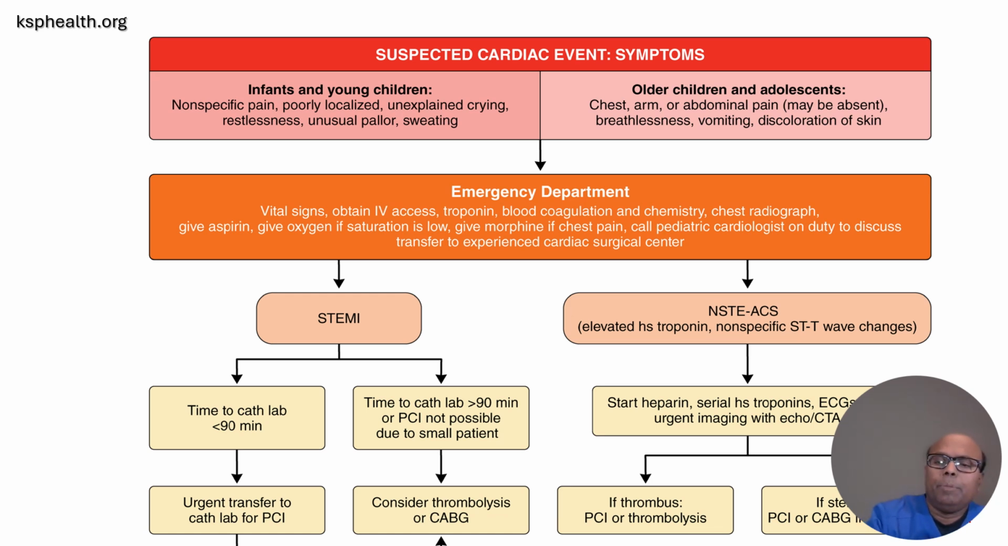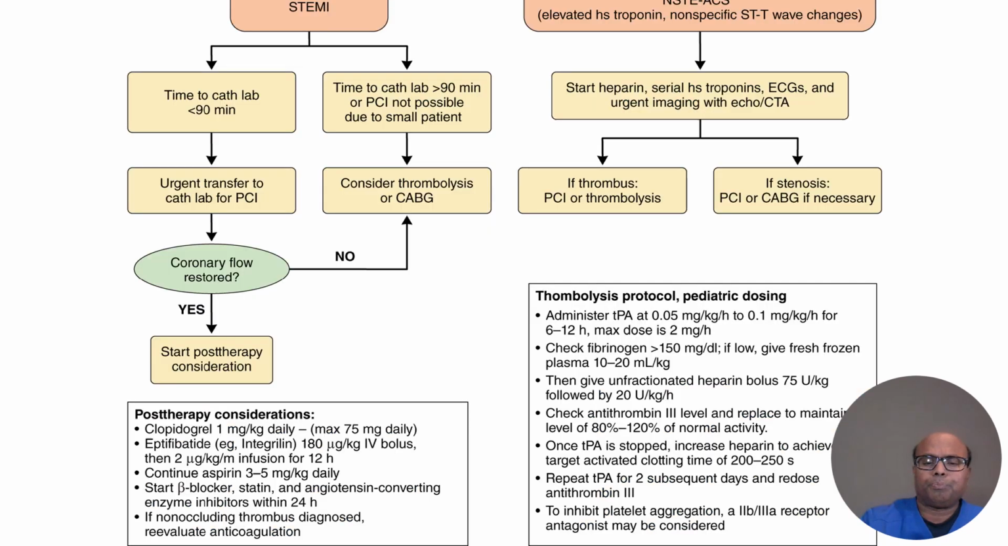Again, group into STEMI and non-STEMI. If it is STEMI and the time to cath lab is less than 90 minutes, urgent transfer to cath lab for percutaneous coronary intervention to re-establish coronary flow. If the flow is not restored, or the time to cath lab is more than 90 minutes, or PCI is not possible because of a small patient, consider thrombolysis or CABG.